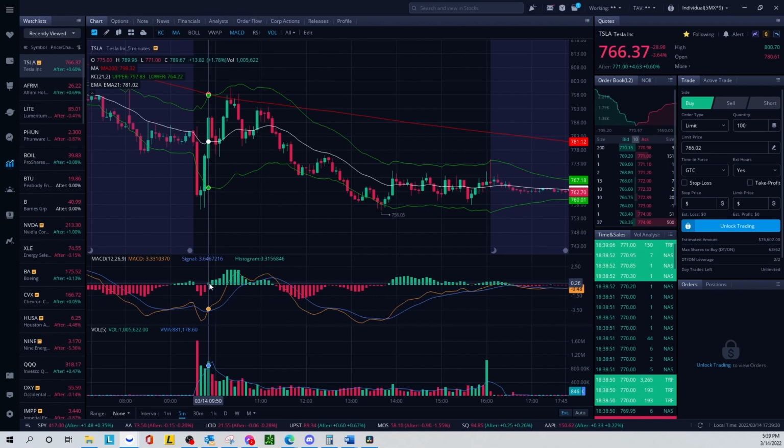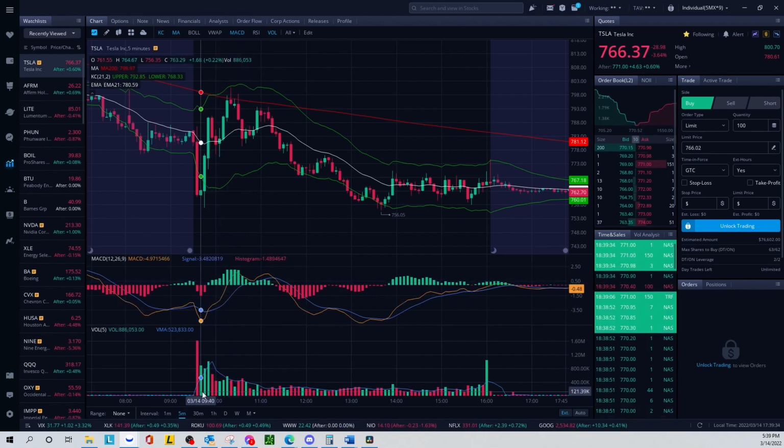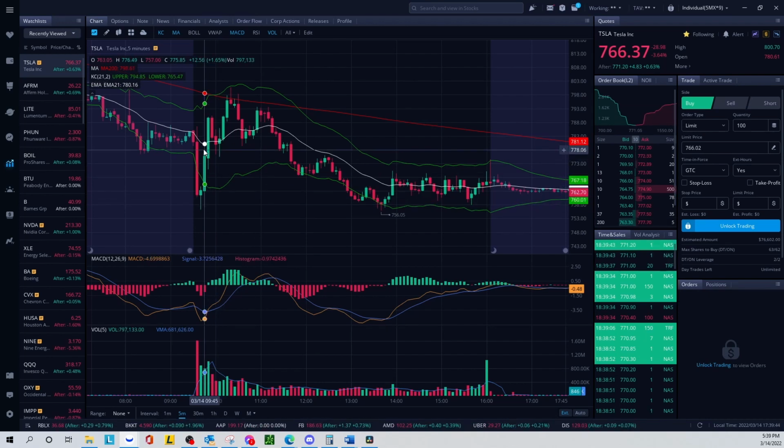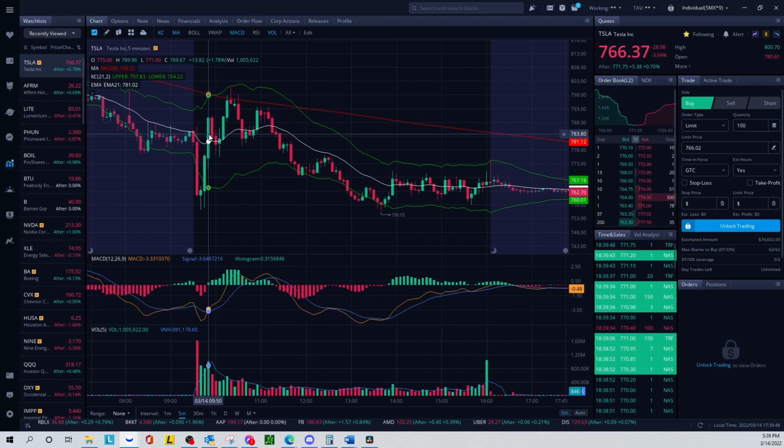So we get these nice green bars here on the histogram. We get these green bars here on the volume bars. And so that tells me, hey, I should be considering buying calls at that point. And then you see the big move to the upside that you see there.